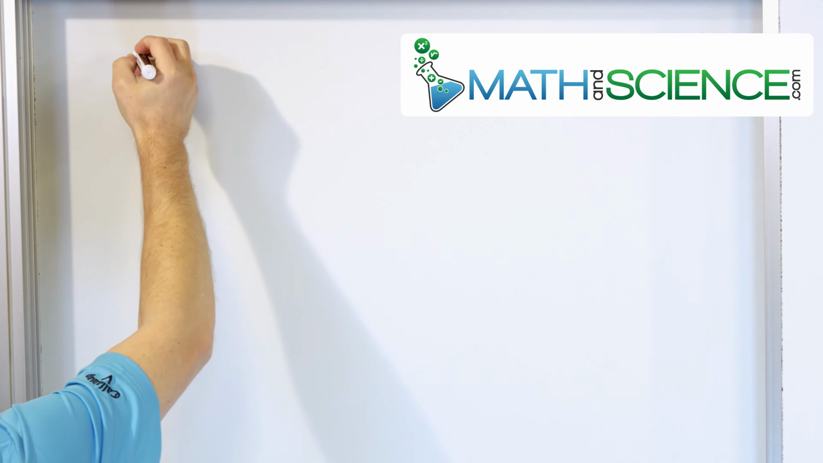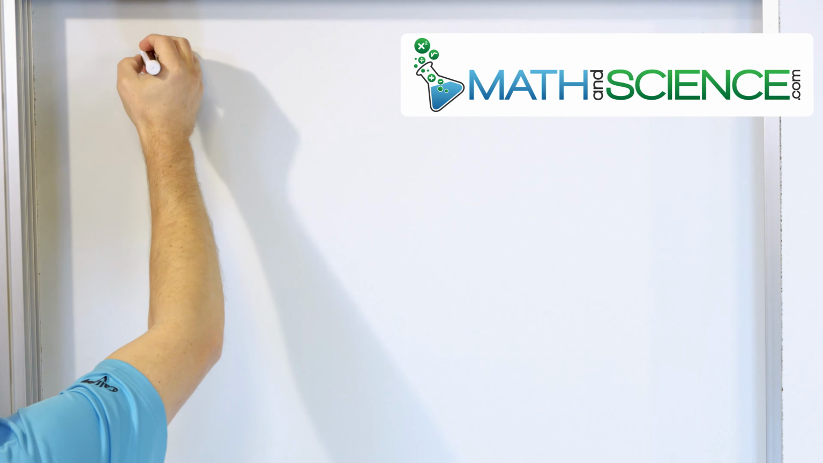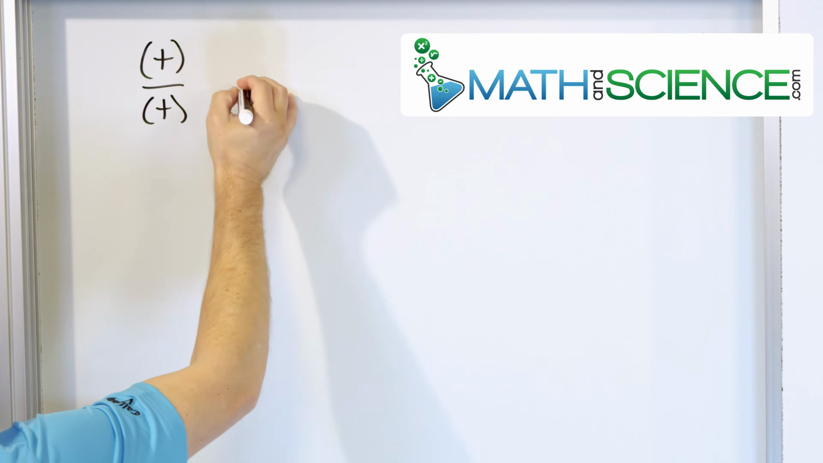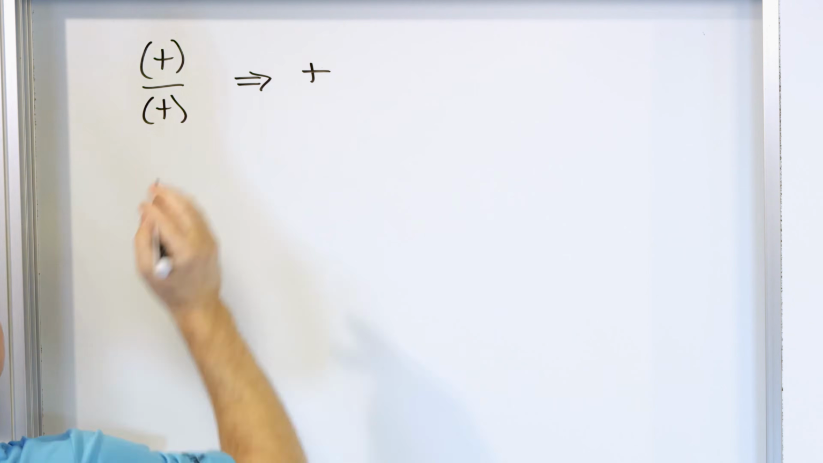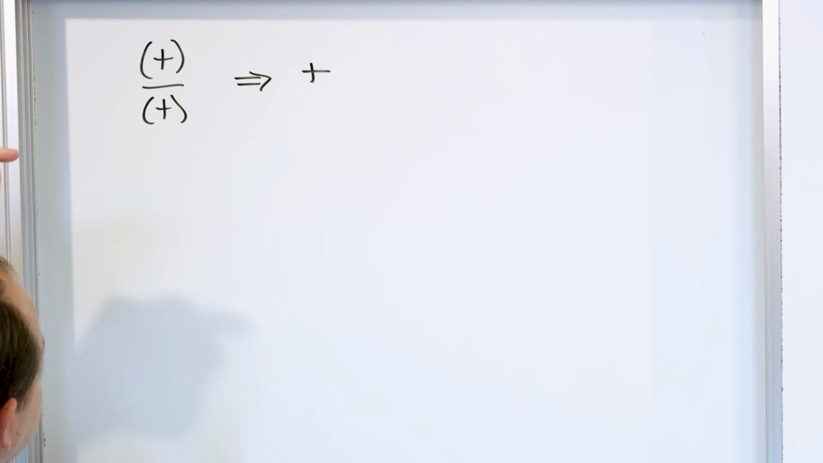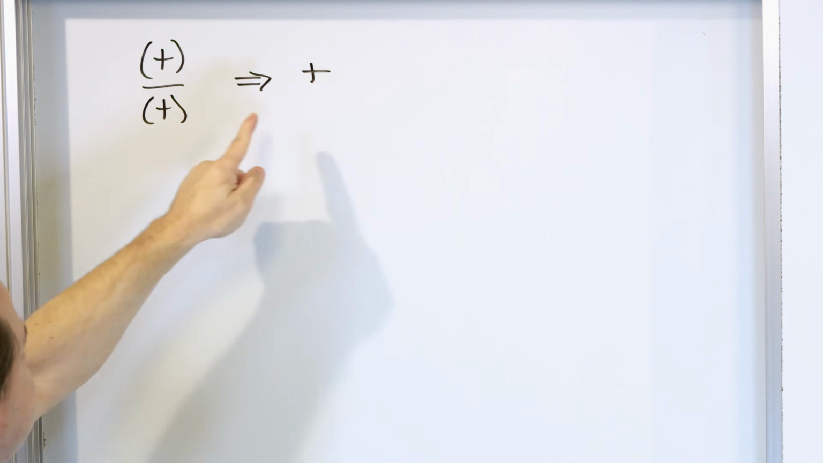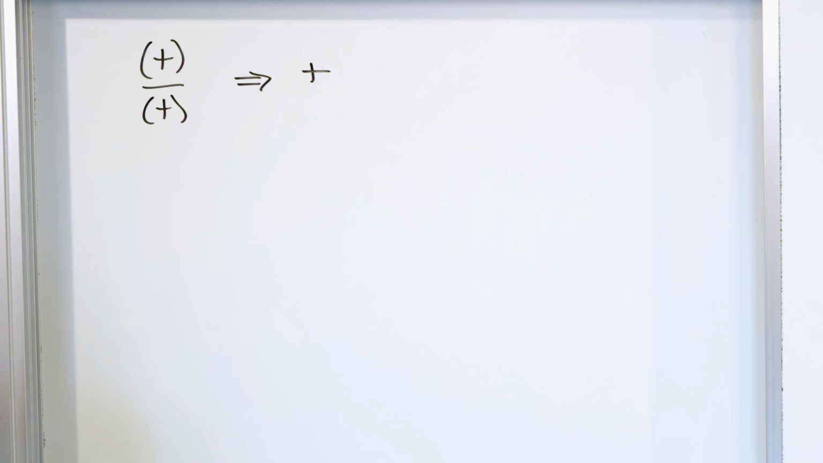So remember, when we multiplied integers, we said positive times positive is positive. So here we're going to say positive divided by positive is going to give us a positive answer, right? Remember, when we're multiplying, positive times positive is positive. Here we're saying positive divided by positive also gives us a positive, right?